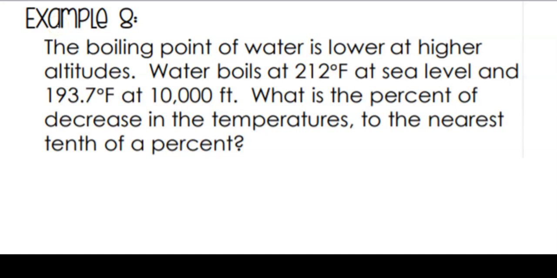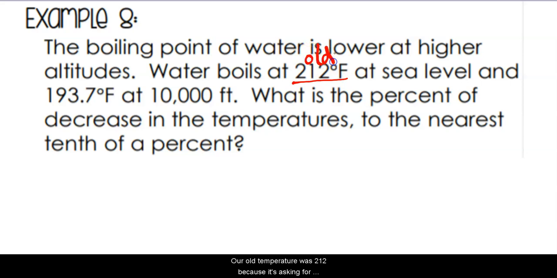Example 8. The boiling point of water is lower at higher altitudes. Water boils at 212 degrees Fahrenheit at sea level and 193.7 degrees Fahrenheit at 10,000 feet. What is the percent of decrease in the temperatures to the nearest tenth of a percent? Okay, so for this, it's asking for the percent of decrease. So we're going to start at sea level. So that's going to be our old.